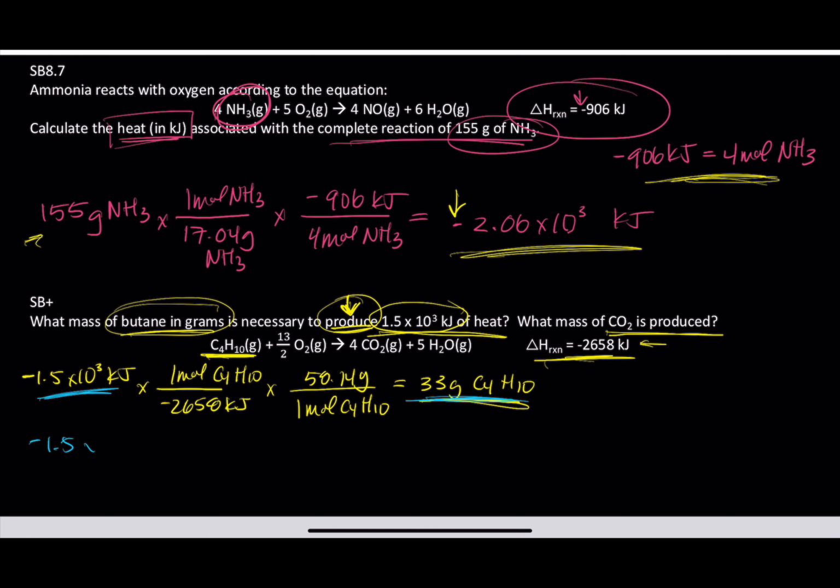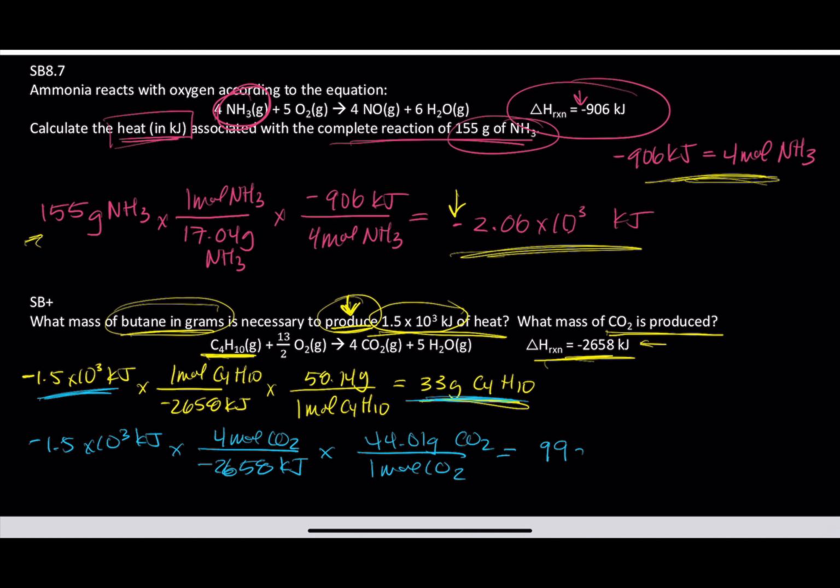Similar to the last problem, we will start with our amount of heat that is produced. Then we will use our delta H as tied to the balanced equation. Don't forget that there's a coefficient in this case. And then we'll do our molar mass to get to the mass. So just like the previous step, just with attention to CO2.